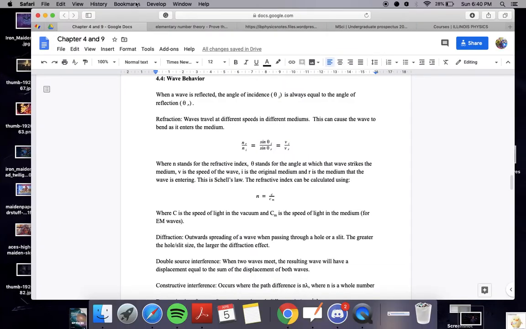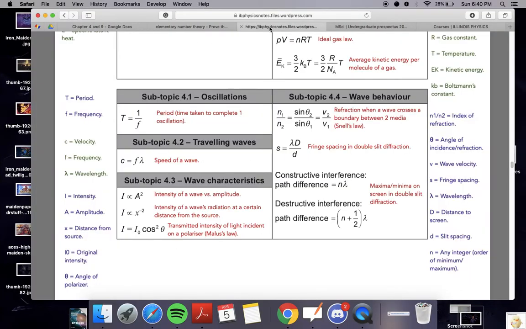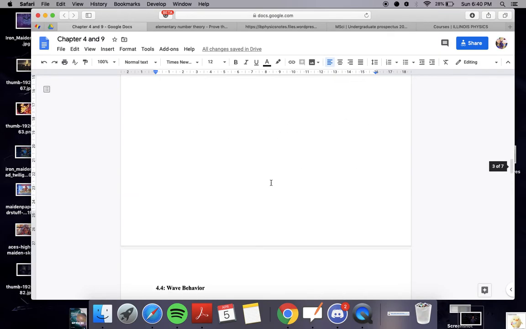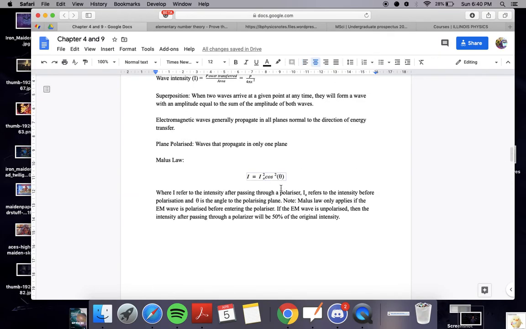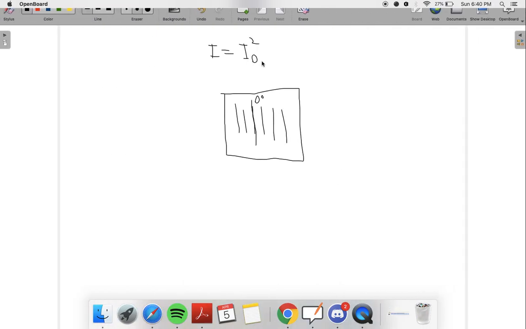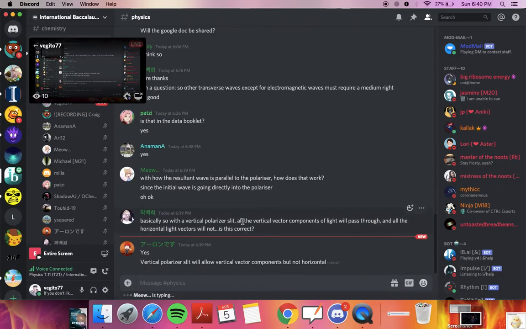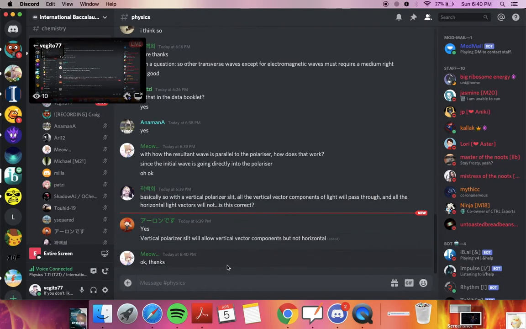Oh, I see. I think I've made an error. Right, it's not squared. I apologize for that. It's just the intensity times the cos squared. I may have mistyped that. Yep. So basically with the vertical. Yep, alright, yep.